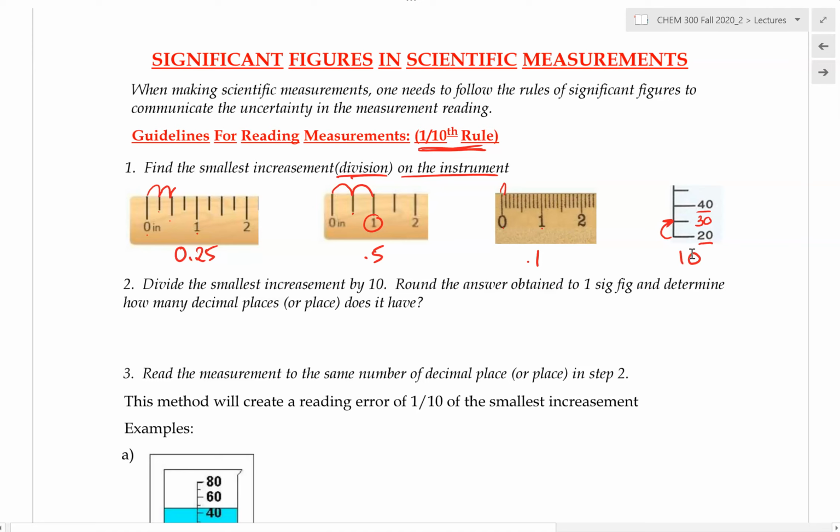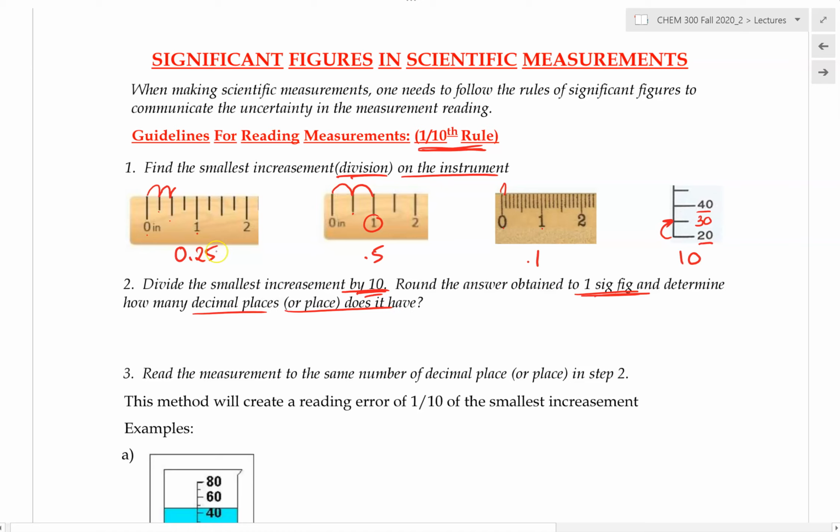Now the next step is to take the smallest increment that we have found in step 1 and divide it by 10. We would then obtain the answer, and we would round this answer to one significant figure. Then from there, we would determine how many decimal places it has. So let's now try a few examples.